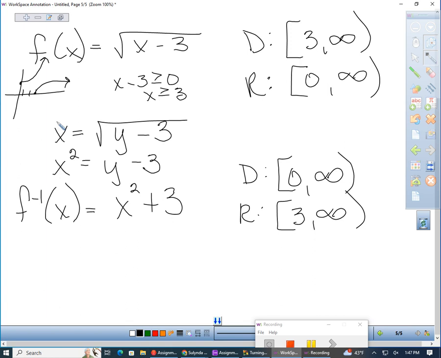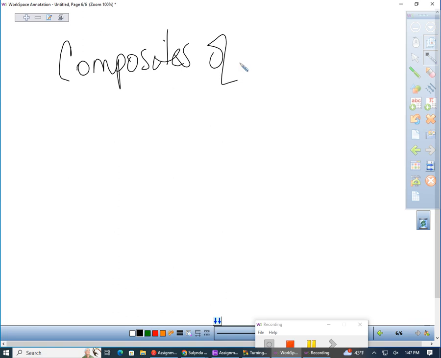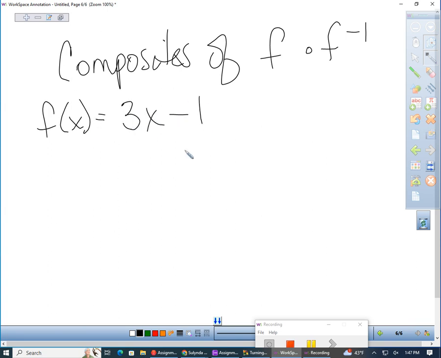All right. Last thing I want to talk about is composites of f with f inverse. So we're compositing f and its inverse together. So let's say I have a function f of x that is 3x minus 1.